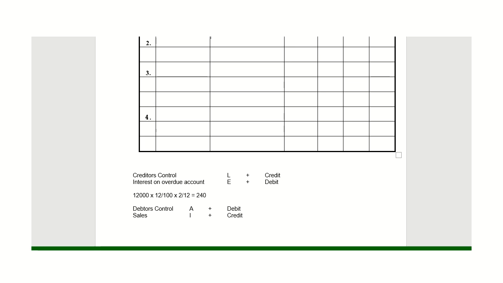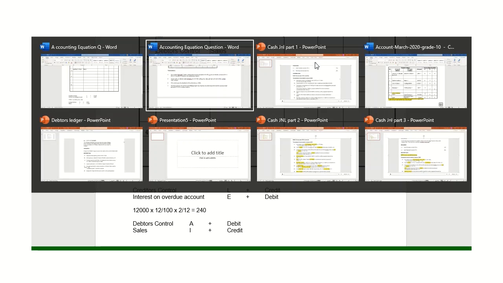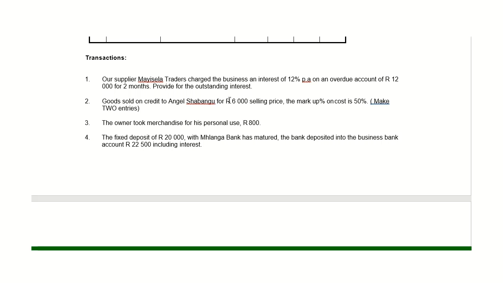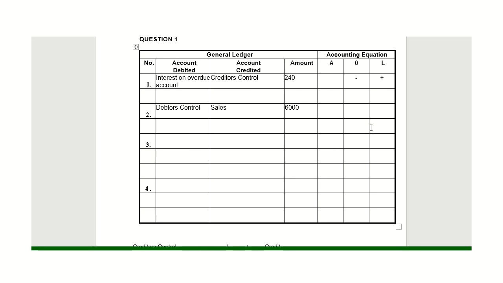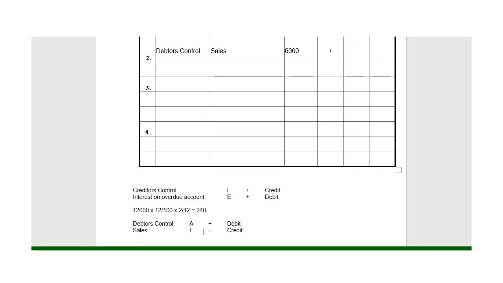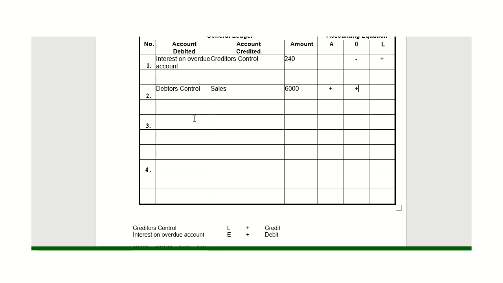So it's for number 2. I said debtors control debit, debtors control, and sales credit, sales. So I just do whatever I worked out down here. The amount will now be the selling price. What did I sell it for? Well, I sold it for 6,000 rand. So that I can put in. I said assets gets more. So under assets plus. And I've got more income. Income affects profit. More income, more profit. So the owner's got more money. So it's a plus under assets and a plus under owner's equity.